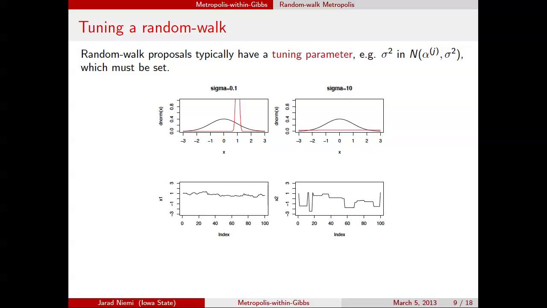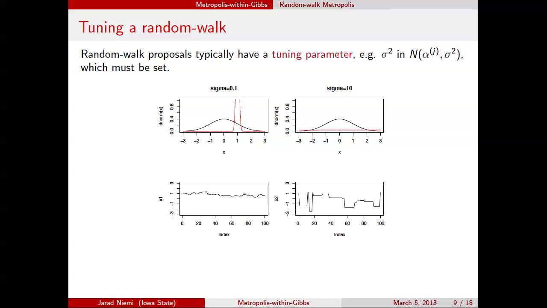When the tuning parameter is too small, what happens is that you basically always accept, because you're always proposing values right around what the previous value was. And so when you calculate the acceptance ratio, it's about 1, because that value is not very far away. So you always accept. That sounds great, right? Metropolis-Hastings, you always accept. Except the problem is that you don't traverse the whole target distribution. Remember, this is a standard normal, but we've only gotten values basically between 0 and 1.